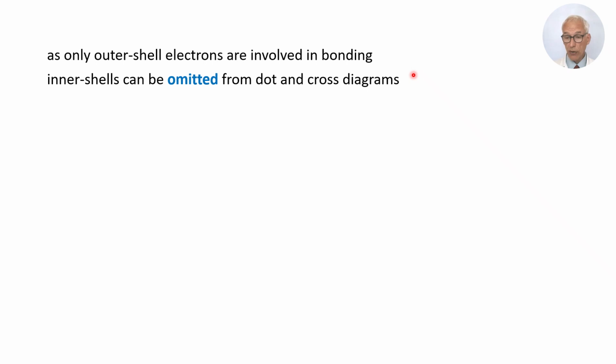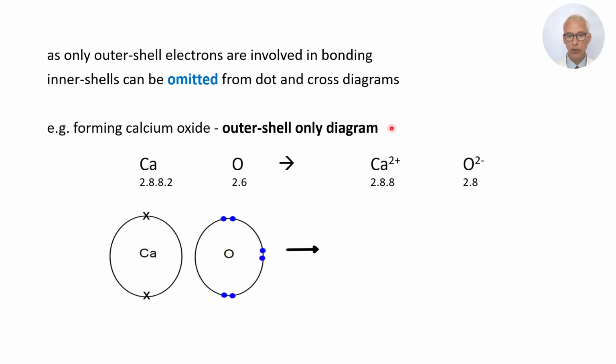As only outer shell electrons are involved in bonding, inner shells can be omitted from dot and cross diagrams, and we have what's called an outer shell only diagram. For example, forming calcium oxide. So calcium and oxygen, so calcium 2,8,8,2 can just be represented outer shell only as a shell with 2. Oxygen 2,6, so we just draw 1 shell with 6 electrons, the outer shell only.